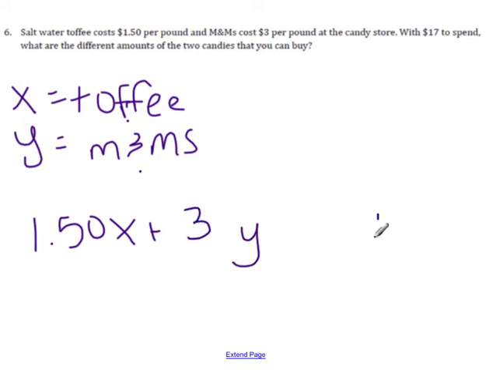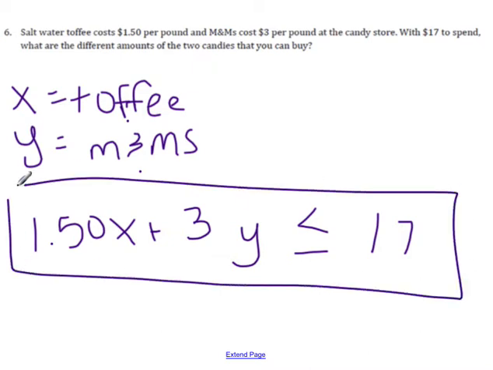Now remember that you have $17 to spend. So we could spend exactly $17, but we can't spend more than $17. We could spend less than $17 though. So what we're going to do is put the less than or equal to symbol in there. So then I get 1.50x plus 3y is less than or equal to 17. And that's all you have to do for that expression. Let's take a look at number 7.